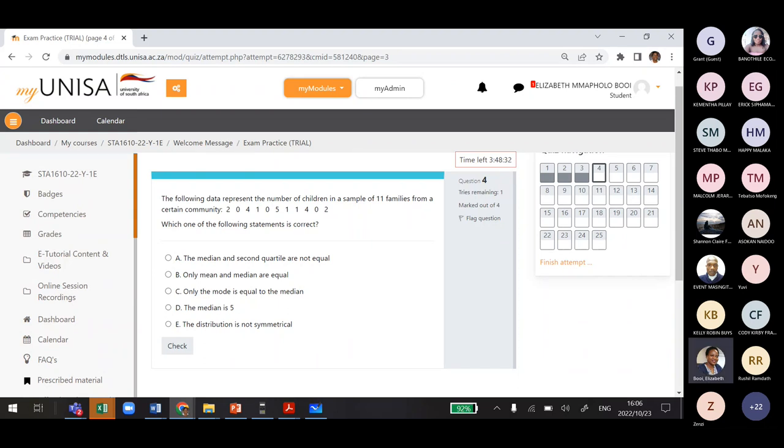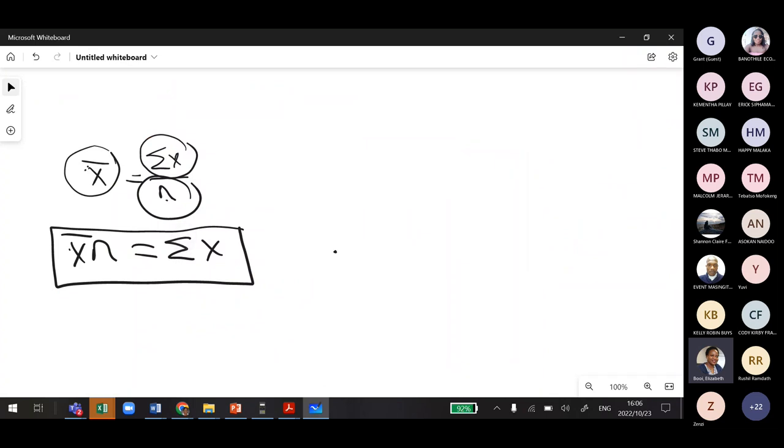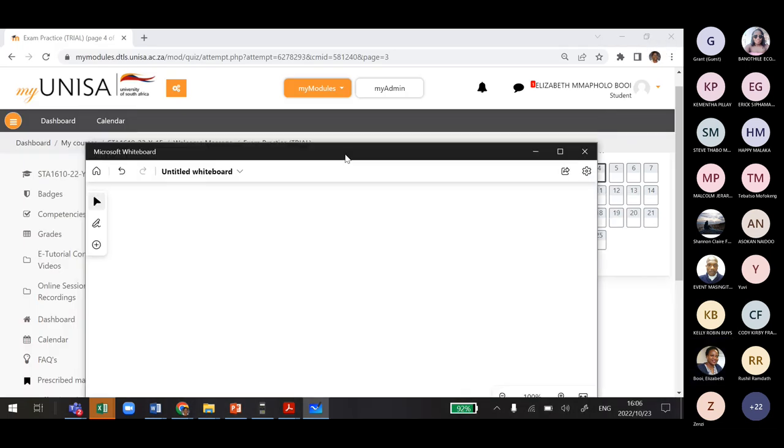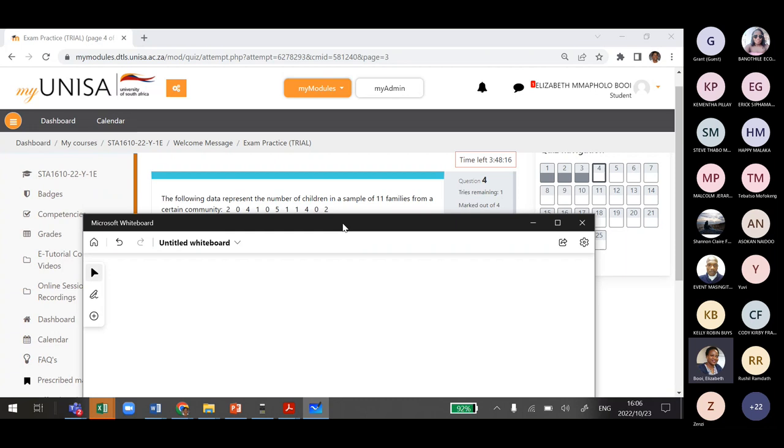So what you need to do to answer this question, let's come back to our data. One, sort your data in ascending order. Number two, calculate the median by using the median position first: n plus one, divided by two, and find the answer to your median. Three, calculate the mean, which is the sum of all observations divided by n.